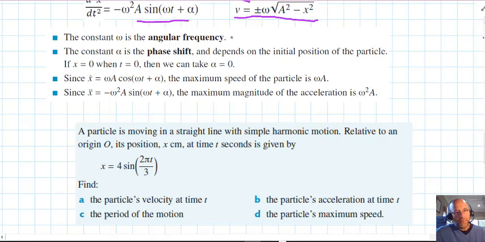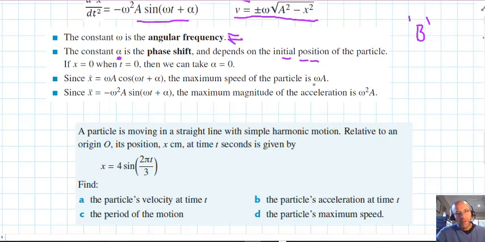Omega is called the angular frequency. Okay, and it's related to the period, just as the parameter b is related to the period when you're studying trig functions and trig waves. Okay, alpha, as I said, is a phase shift, so beta is just a different phase shift. You should know the relationship between sine and cosine from before, and it depends on the initial position. I'll be talking about initial position being the origin in this video.